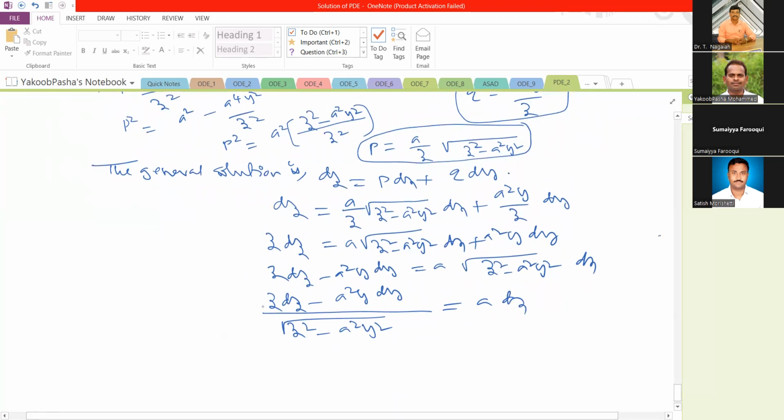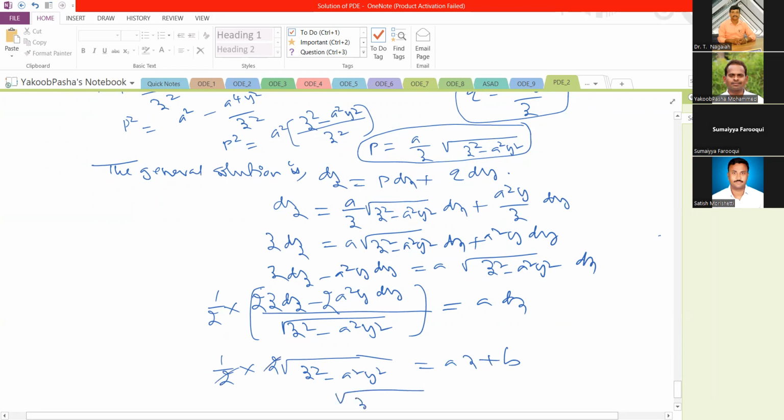Now we can write it as, we multiply and divide with 2, so 2z dz minus 2a square y into dy. Now here, by integration, it is in the form of integral f dash x by root f x. It is nothing but 2 root of z square minus a square y square. That is equal to ax plus arbitrary constant b.